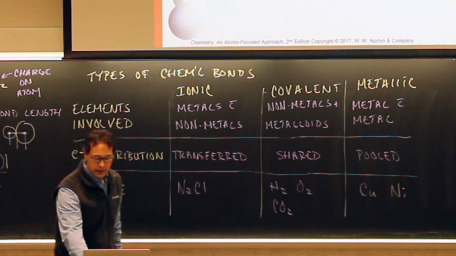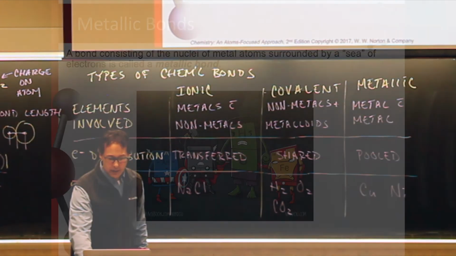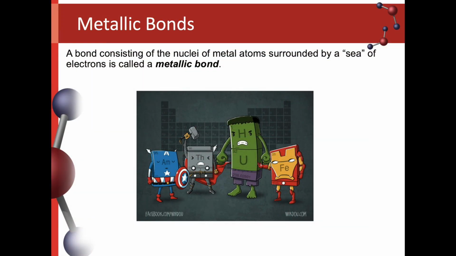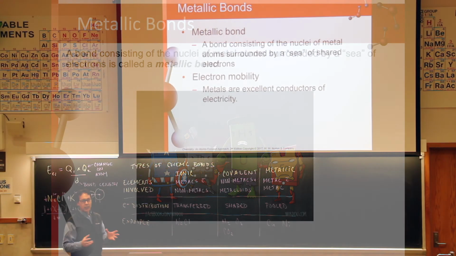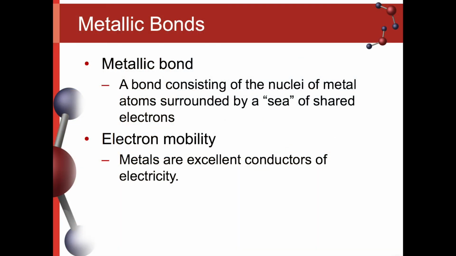All right, and then our metals. Our metallic bonds. This is going to be a bond consisting of the nuclei just sitting in a pool of electrons, or like a sea of electrons that can flow. Those electrons can flow, and that's why these are good conductors of electricity.